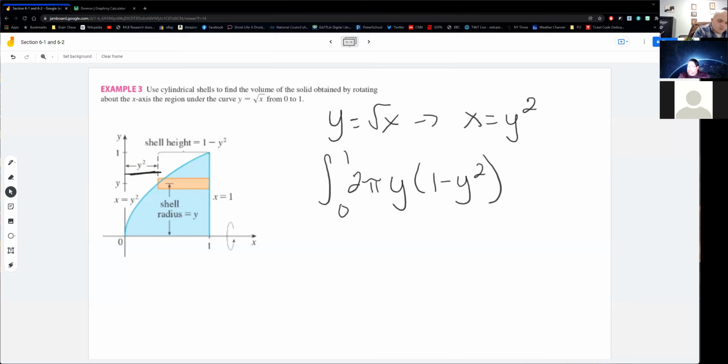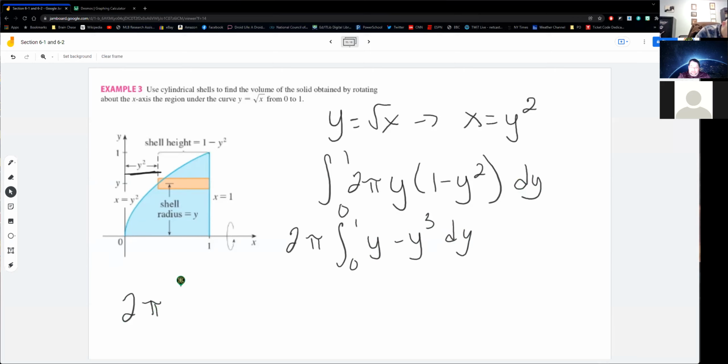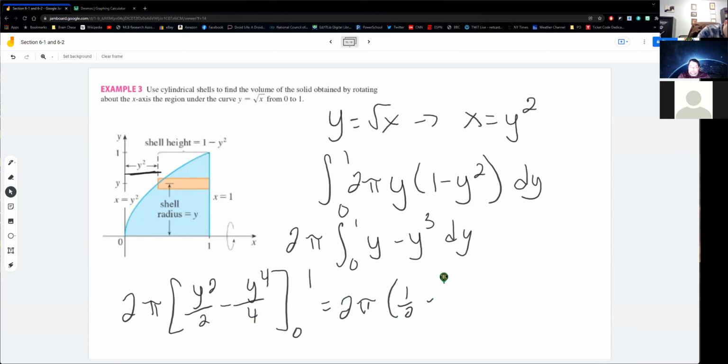All right. So let's pull out my pi. 0 to 1, we have y minus y to the third dy. So pi, y squared over 2 minus y to the fourth over 4 from 0 to 1. So I got 2 pi times 1/2 minus 1/4, which is pi over 2.